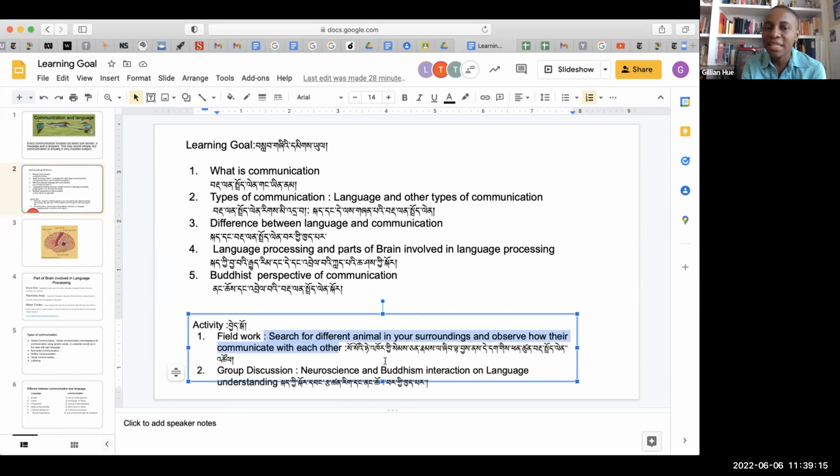So in designing this activity, by asking the students to find different animals and how they communicate with each other, this will give them a practical example that they have seen. And then they can take it to the literature and make a scientific connection with the types of research that scientists are doing.